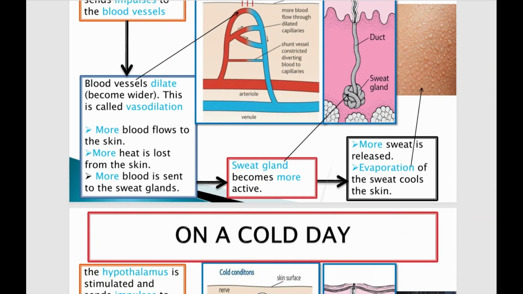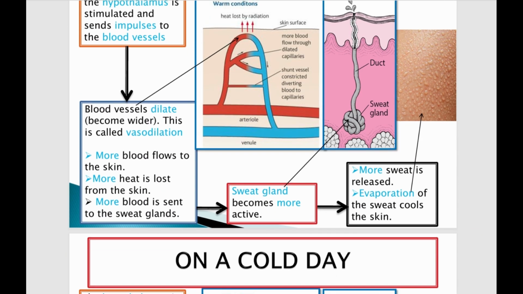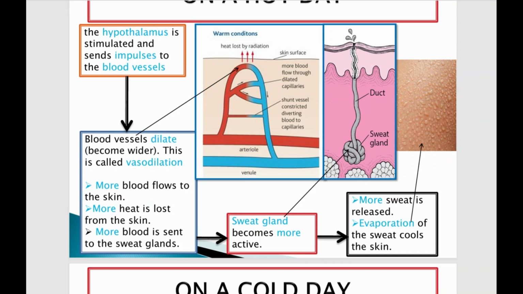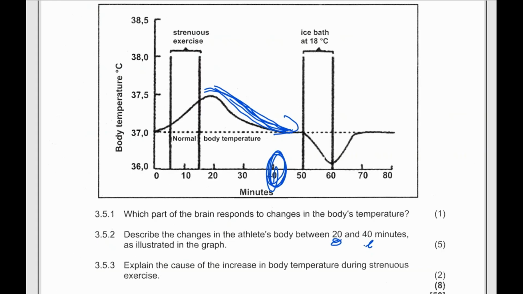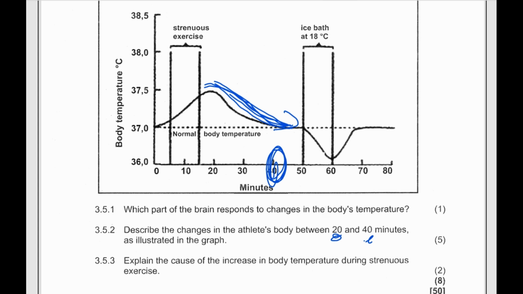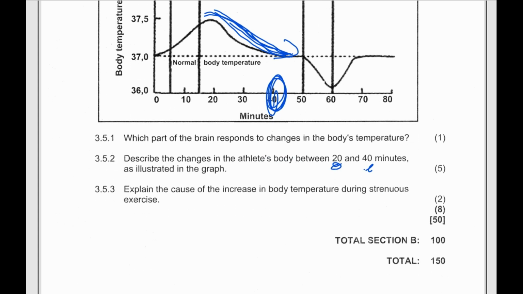I told you that you can't skip this, and I explained exactly this. In a hot environment, the hypothalamus is stimulated and sends impulses to the blood vessels, and the blood vessels dilate or become wider. This is called vasodilation. More blood flows through the skin, more heat is lost from the skin, and more blood is sent to the sweat glands. The sweat glands become more active, more sweat is released, evaporation leads to cooling of the body, and then the temperature goes back down to there. So it was a little bit simple.